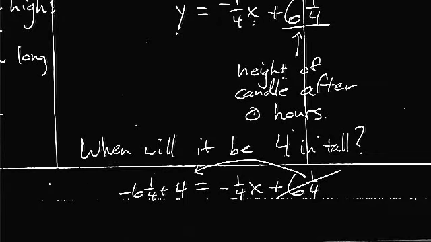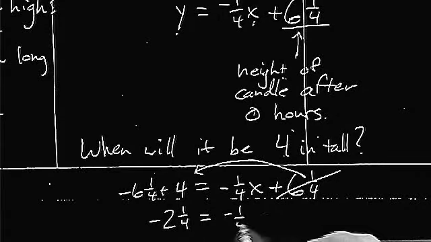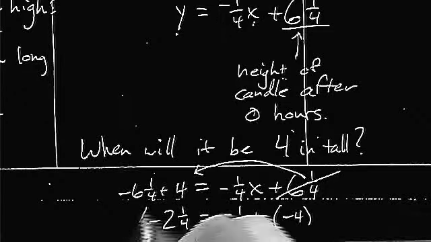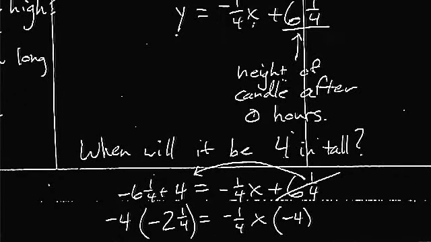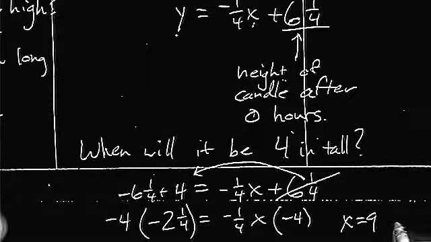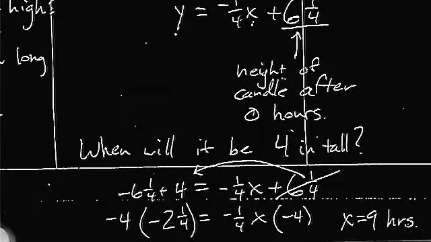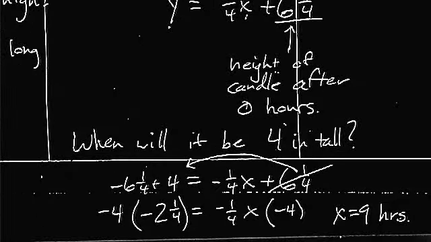Subtracting 6 1/4 to eliminate that, giving me -2 1/4 equals -1/4 x, and we will do multiplication by -4 on both sides. I know some of you are going to say divide by -1/4, which is the same thing. So then when you multiply them, you get what? 9? So we get 9 hours. Yep, 9 hours. Okay, we'll talk more in class.